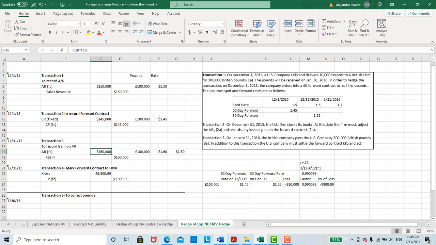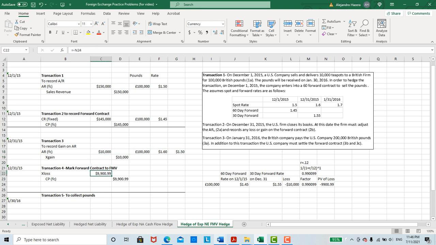This is equal to 100,000 times the difference between $1.60 and $1.50, $10,000. So anyway, accounts receivable went up because each one is worth now $1.60 rather than $1.50. So you've got $160,000 in there. I was telegraphing myself, 150 plus 10, but it started at 150 and now it's gone up by 10 cents each one.